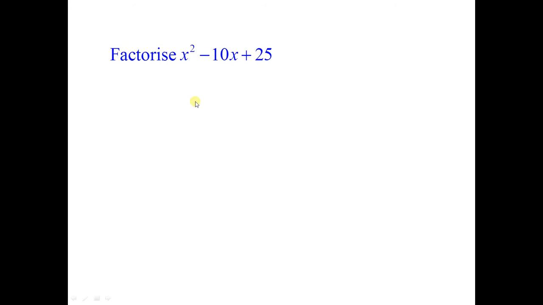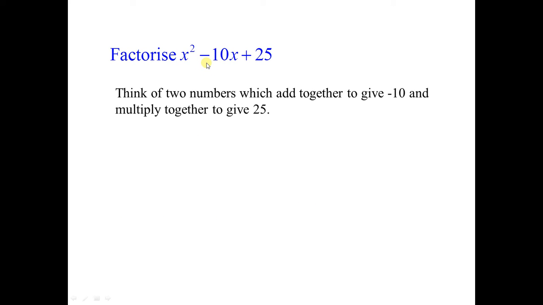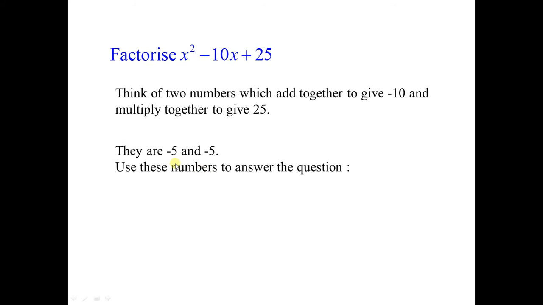How about this one? You need to find two numbers that add to give minus 10 and multiply to give plus 25. And in this case, the two numbers are the same, minus 5 and minus 5. When you add them, you do get minus 10. You multiply them, you get plus 25. And put those into the brackets, and the brackets are exactly the same.